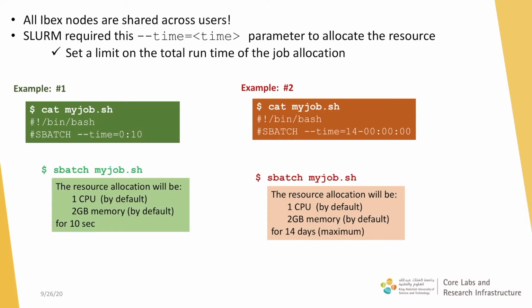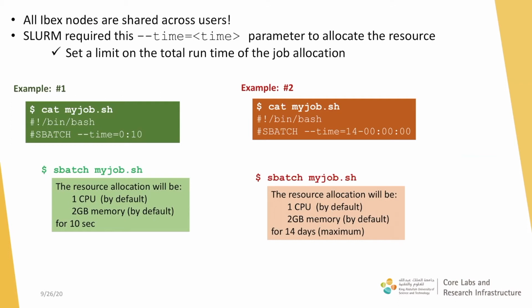Here, I explained two examples. In the first example, I requested 10 seconds for my job. In the next example, I specified 14 days as the job execution time. By default, in both cases, one CPU and 2 GB of memory will be allocated. The only difference is the job execution time specified: 10 seconds versus 14 days.